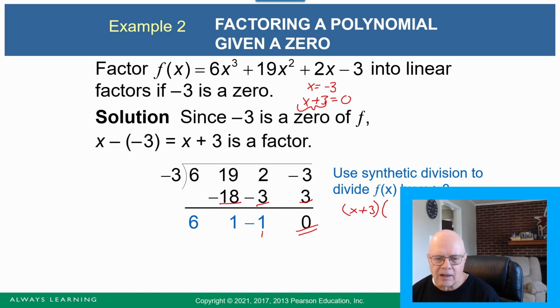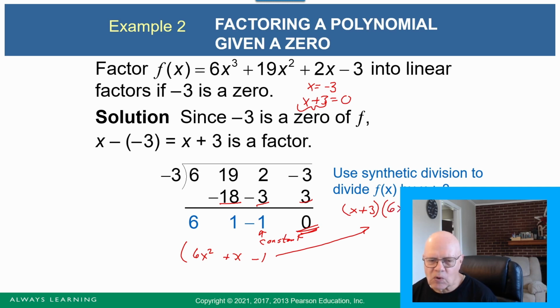Well, this is always the remainder. The next one is the constant. So this is a negative 1. Over here, this will be an x term, so it'll be plus x. This will be an x squared term, so it'll be 6x squared. So what we have, let's bring this up here. We've got x plus 3 and 6x squared plus x minus 1.